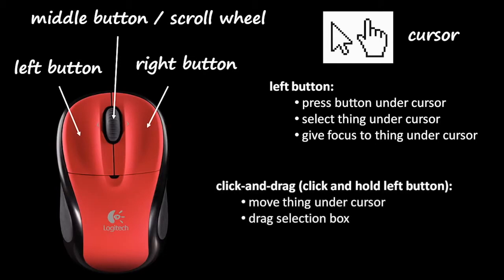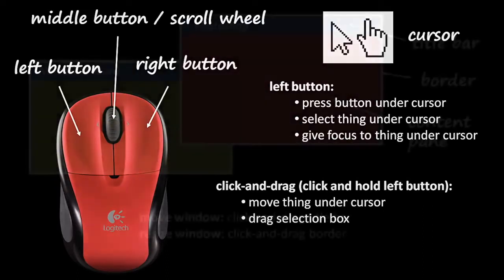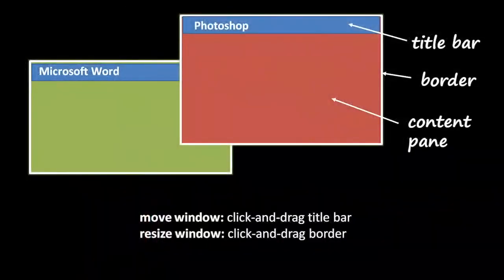Some things on screen can be interacted with by clicking and dragging them. To click and drag simply means to click the left mouse button, but hold it down, then move the mouse, and then release the left mouse button. So for example, the thing we use click and drag the most for is to move our windows around and then also to resize them, to make them bigger or smaller.